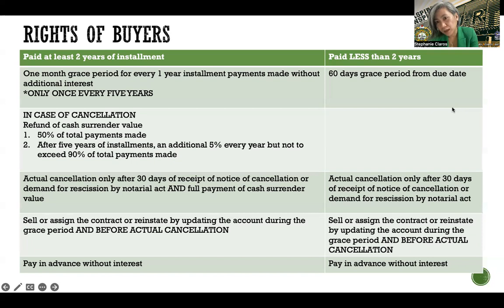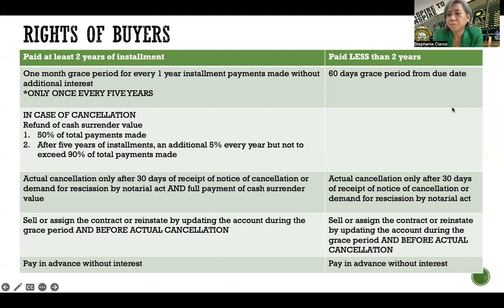So ang wala lang yun ni buyer who has paid less than 2 years of installments is the refund of the cash surrender value. So TY jud ka, guys. The payments you made are forfeited to the seller, and it serves as rental nila while you occupied or used the property.